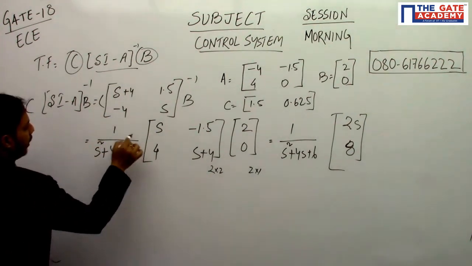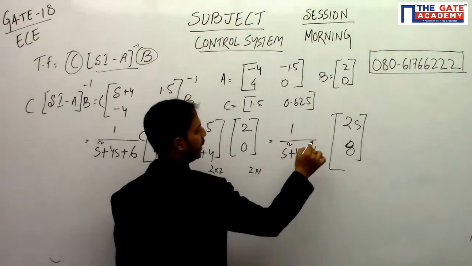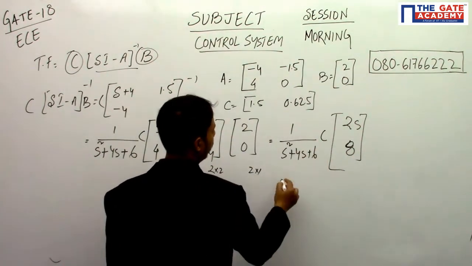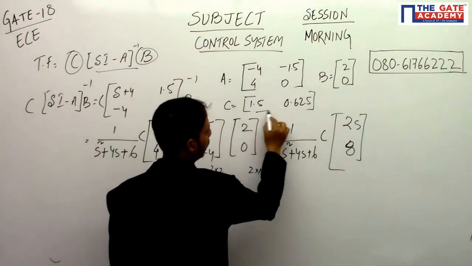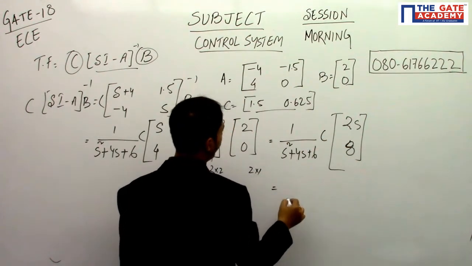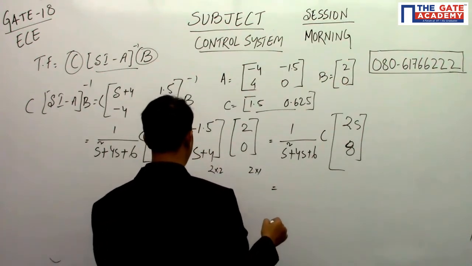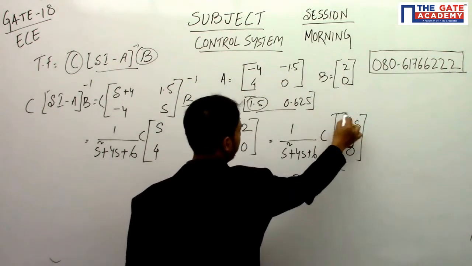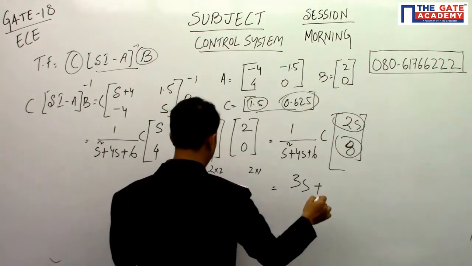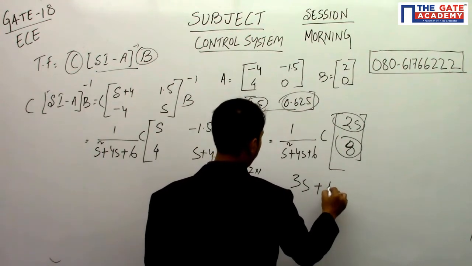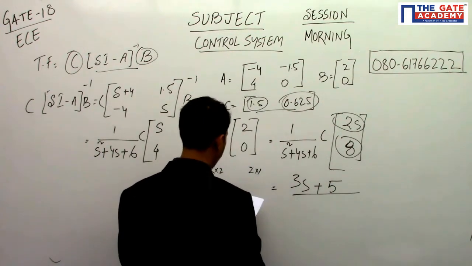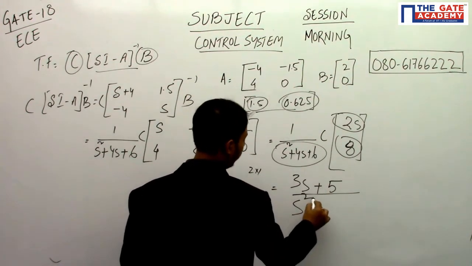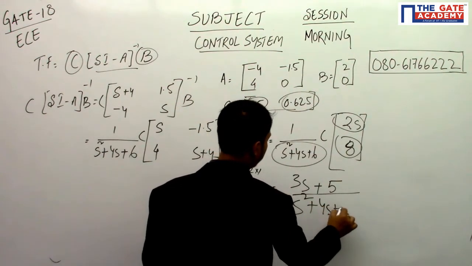Okay, now we will multiply C with this particular matrix. So if we multiply C, we will get this into this, that means 2 into 1.5, that is 3s, plus this into this, that means 8 into 0.65, that is 5, by S square, by this particular determinant, which is 4s plus 6.